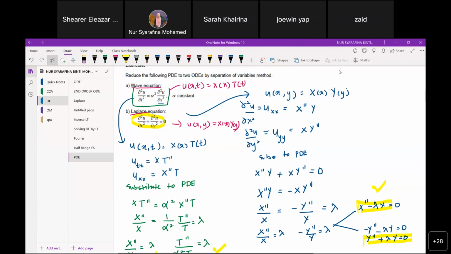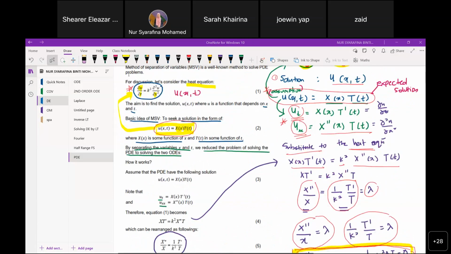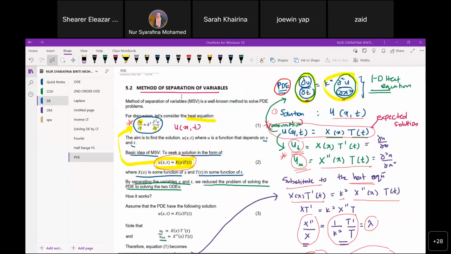Before we proceed with MSU, you need to understand that each kind of problem gives an expected solution. If you have the heat equation, where it involves u, x, and t, we expect our solution to be in terms of u(x,t), a combination of functions of x and t. Once you have the assumption, then we match it to the PDE here.